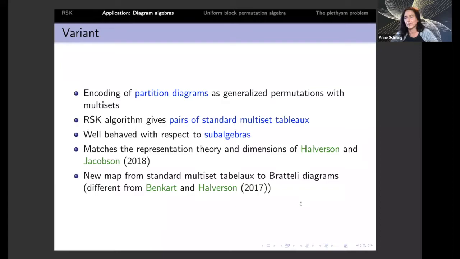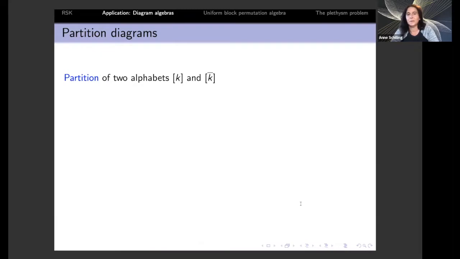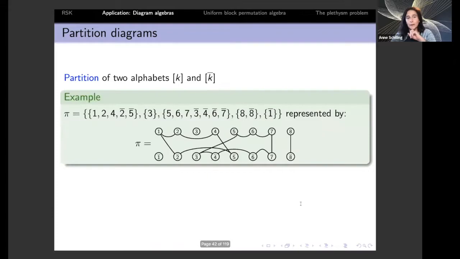Okay, so now let me go more into details about these partition diagrams. We are now going to have two alphabets, an alphabet 1 up to k, and also a barred alphabet, 1 bar up to k bar. Then you take a partition of the union of these two sets. A partition is just: you take that set and you partition it into blocks, into non-empty blocks.